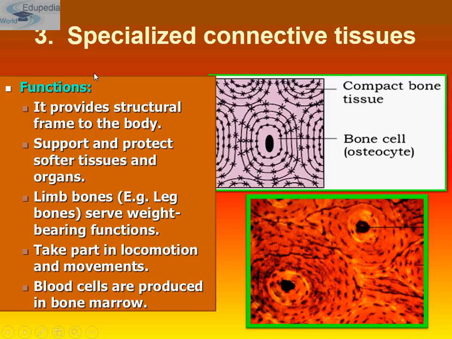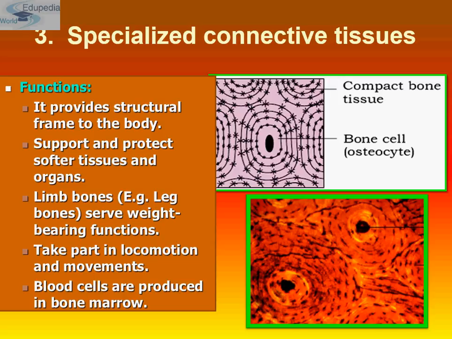Now let's see its function. Of course, it provides a structural framework of the body. Why? Because it is rich in calcium salt and collagen fiber, which give bones their strength. And that's the reason it is the main tissue that provides a structural framework to the body. Bones support and protect softer tissues and the organs. This is another function.